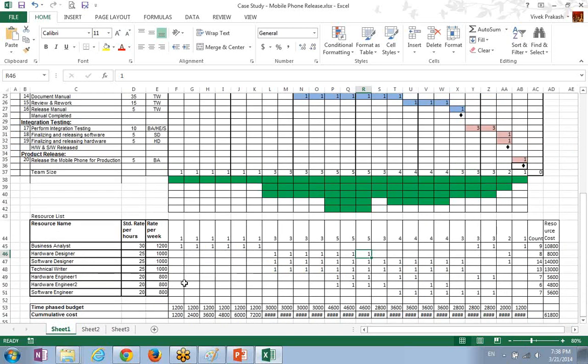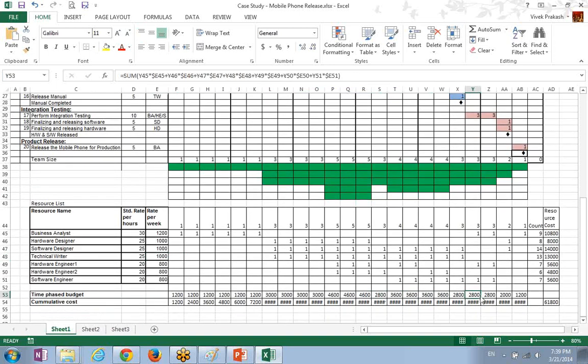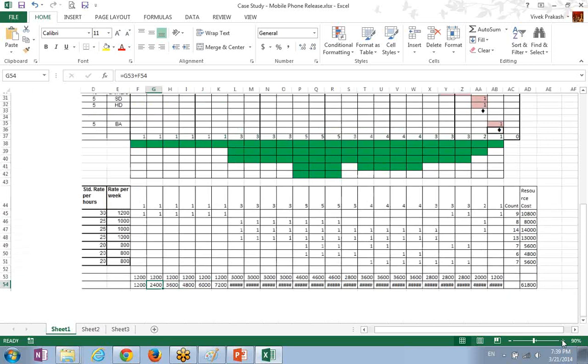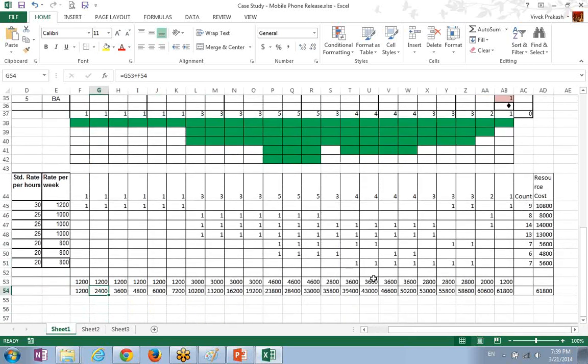Okay, and then the total cost for every week. So this multiplied by this, plus this multiplied by this, plus this multiplied by this. It comes down, so every week this is the cost, and this is cumulative. So this plus this, and so on. So you get the total cost of 61,800. On this column, you can also see the cost of each resource on the project.